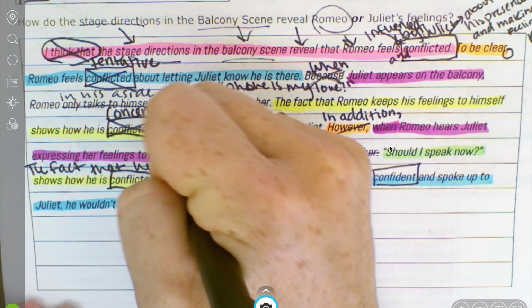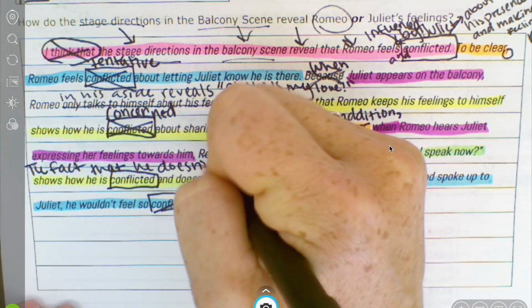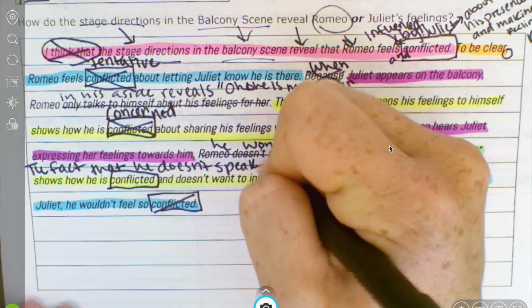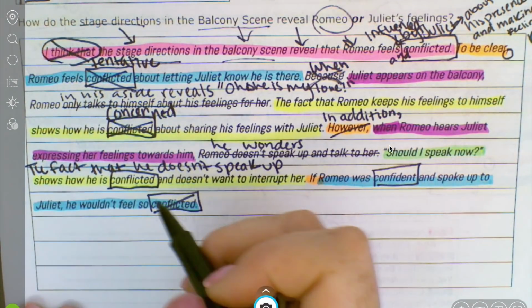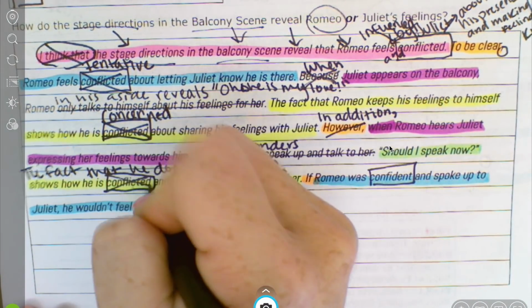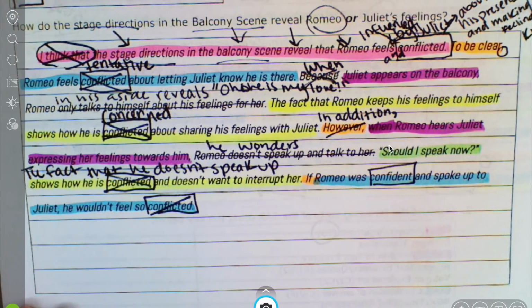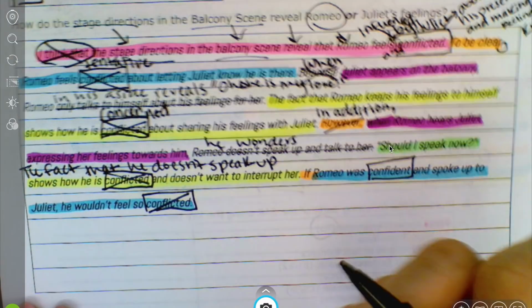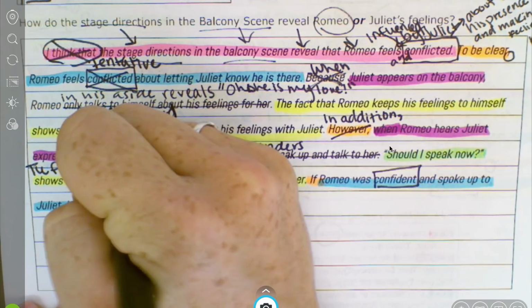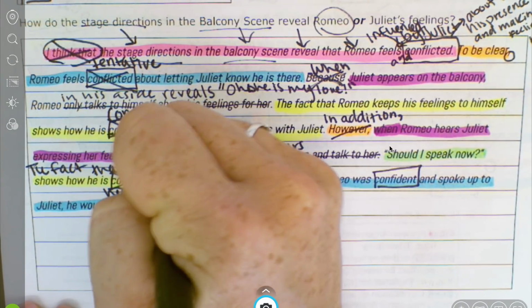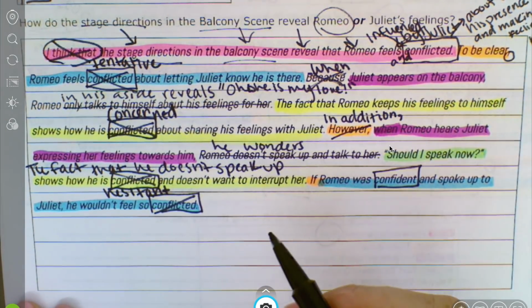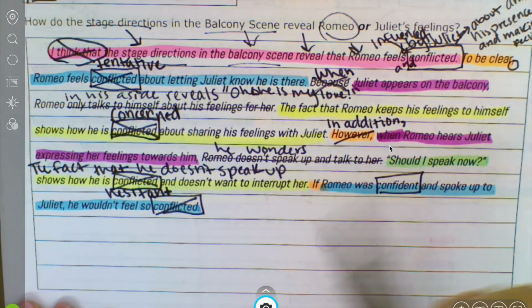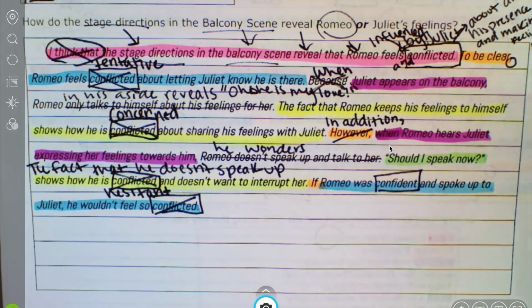He doesn't speak up. Shows how he is conflicted. Again, I need to get rid of conflicted and change it to something else. So maybe shows how he is hesitant. And then it says, and doesn't want to interrupt her. Now, I don't think that the reason he's not speaking up is that he would interrupt her. I think that the reason he's not speaking up is because he wants to hear how she feels before he tells her how he feels, right?